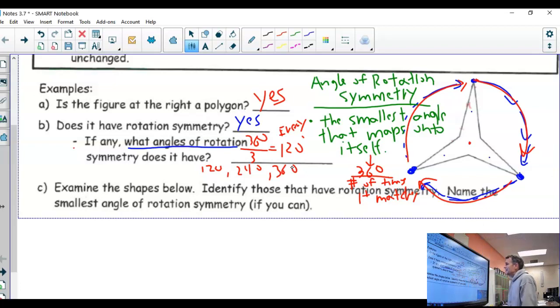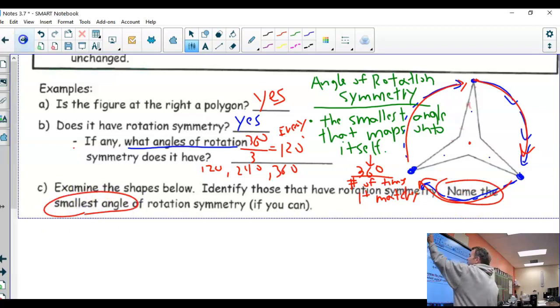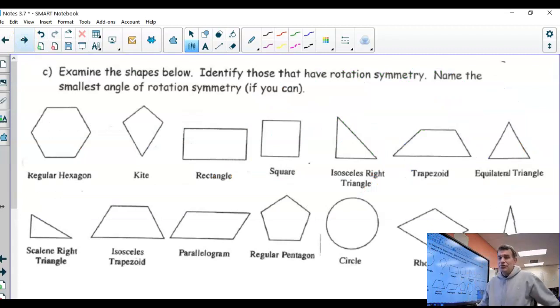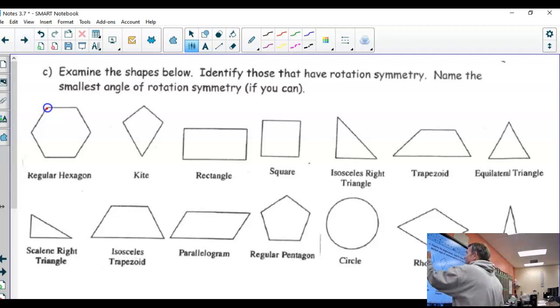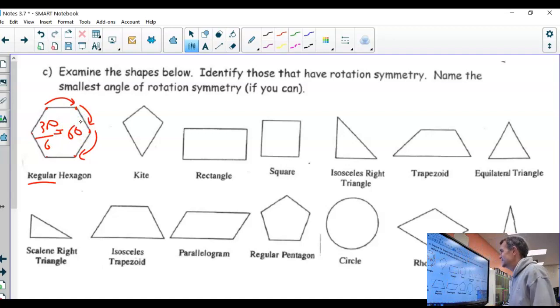All right, so we want to examine the shapes below and identify those that have rotation symmetry. And it's asking you to name the smallest angle of rotation symmetry. You could pause the video if you wanted and then see how you did, or you can just write down my answers, I guess. So this one, being a regular hexagon, would match up with itself if I spun it around its center, once, then twice, then 3 times. It would be 360 divided by 6, or every 60 degrees.